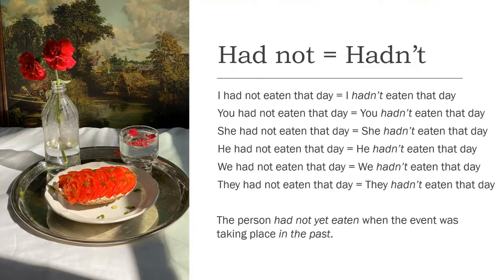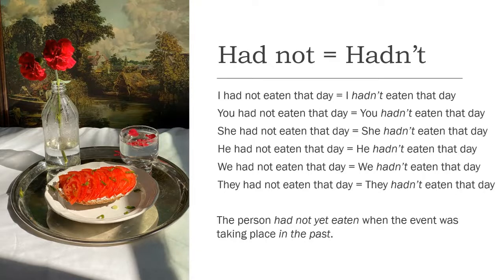I had not eaten that day. I hadn't eaten that day. You had not eaten that day. You hadn't eaten that day. She had not eaten that day. She hadn't eaten that day. He had not eaten that day. He hadn't eaten that day. We had not eaten that day. We hadn't eaten that day. They had not eaten that day. They hadn't eaten that day.